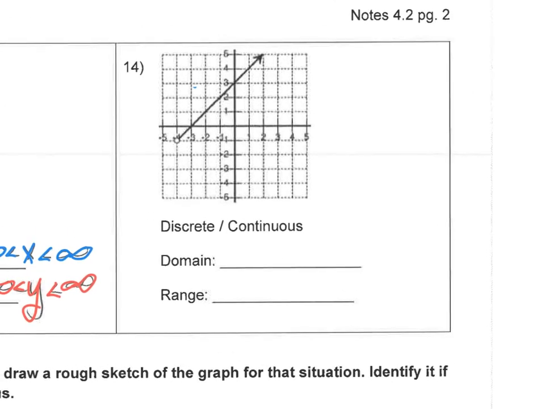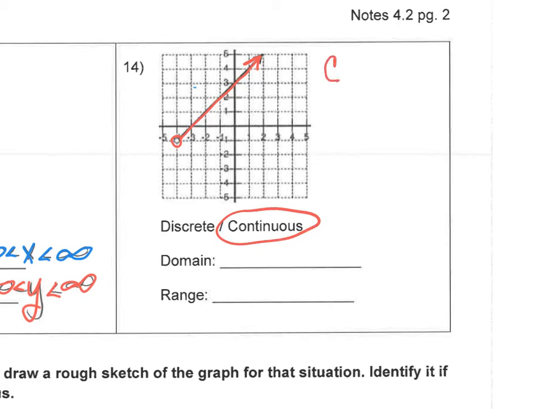Taking a look at number 14. Now, this one has an open circle and a line. That means it's a ray, so we're dealing with a ray. But it does have a line, so I know it's going to be continuous. My points are connected with a line.